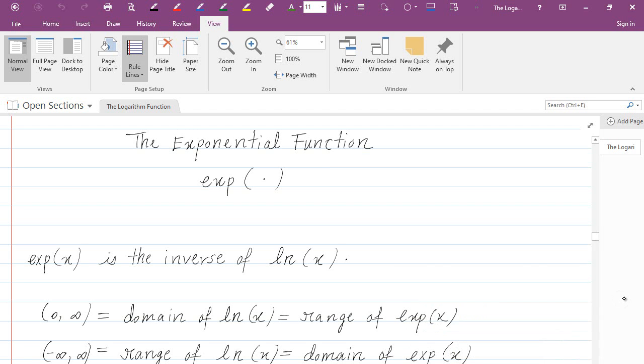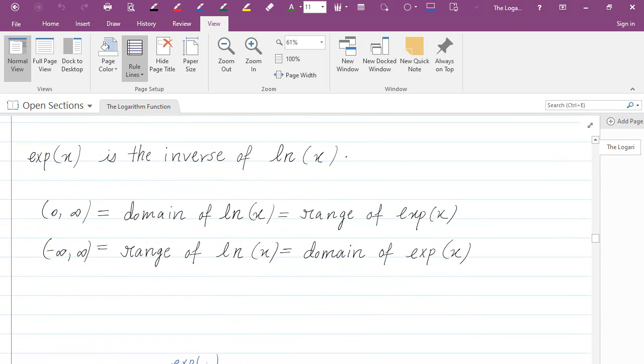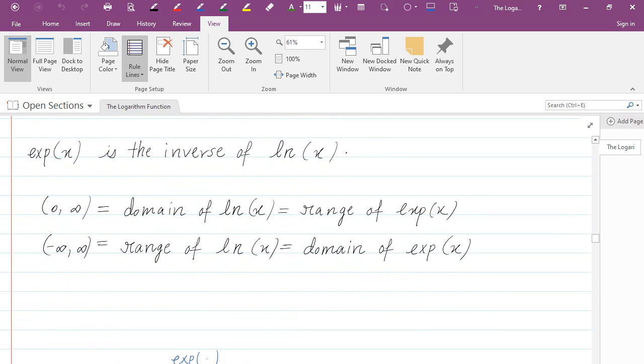All right, welcome back. So in this video, we'll be looking at the exponential function, which is denoted by exp, and we'll be looking at the properties of this exponential function. In particular, this is known as the natural exponential function. So what is this? The exp of x is basically the inverse of the natural log function ln of x, which we developed in detail in the last few videos.